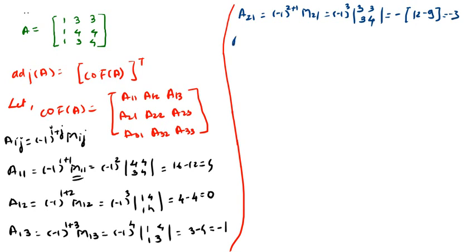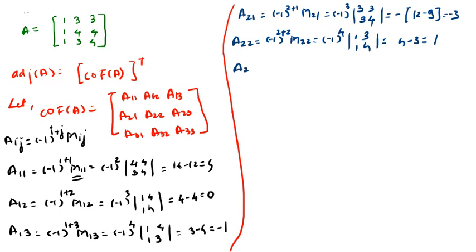Okay, next element A22, which is -1 raised to 2 plus 2 M22, which is -1 raised to 4 into determinant. This determinant is the minor of the element A22. Okay, this is A22, this row, this column, 1, 3, 1, 4, which is 4 minus 3 is equal to 1.